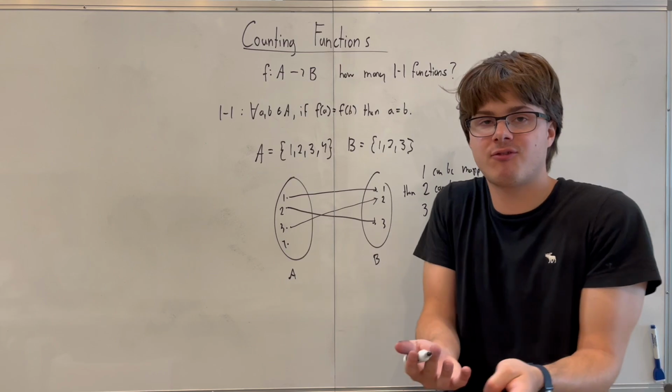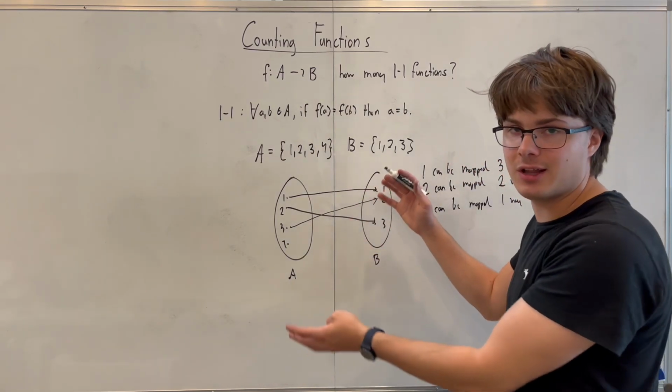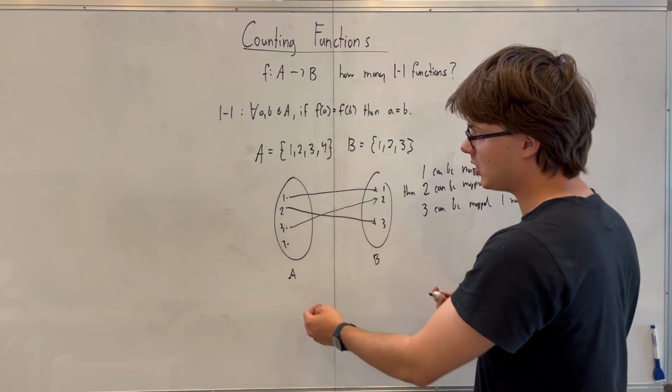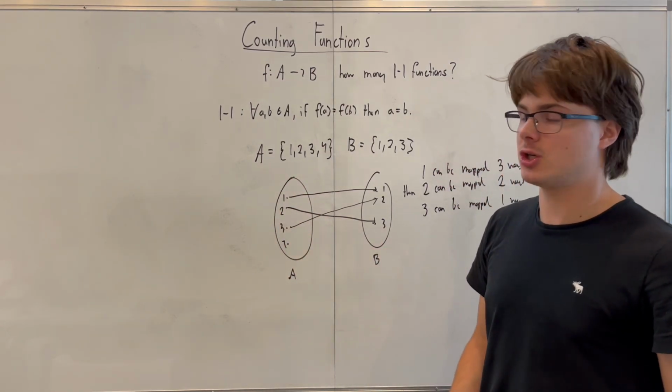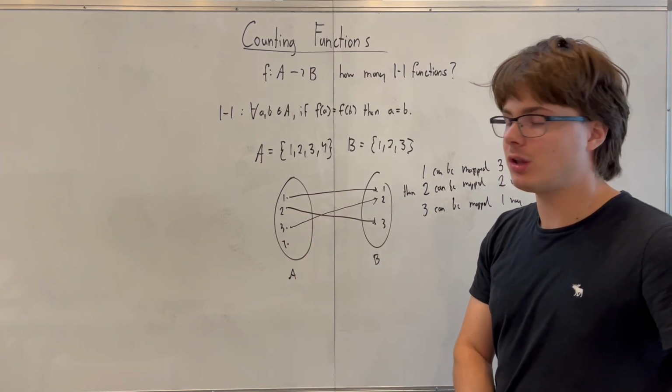So you can't map 4 at all. So what does this mean? Well, this means that you can't leave it like this. You can't leave 4 empty, because then it wouldn't be a function. In a function, you have to map everything in your domain. And here, for it to be one-to-one, we can't map our last element.